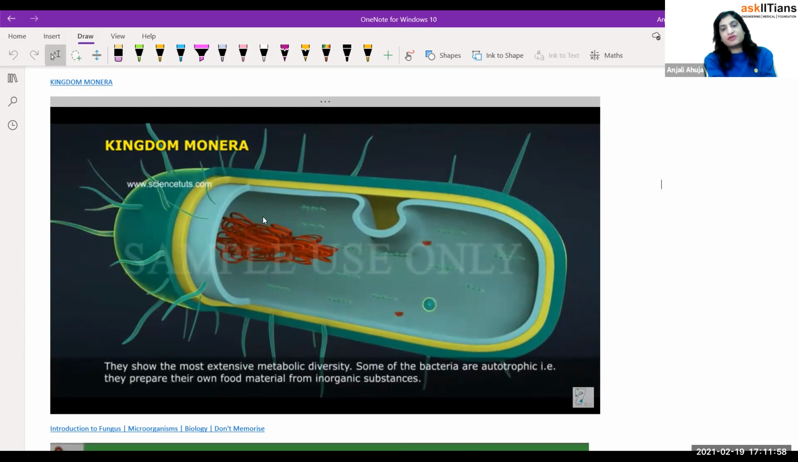They show extensive metabolic diversity. Some of the bacteria are autotrophic, that is, they prepare their food from inorganic substances. We call it the chemosynthetic one, for example nitrogen fixing bacteria. The vast majority of bacteria are heterotrophic, so they live on dead and decaying material also. You can say that kingdom Monera shows decomposition in its properties.